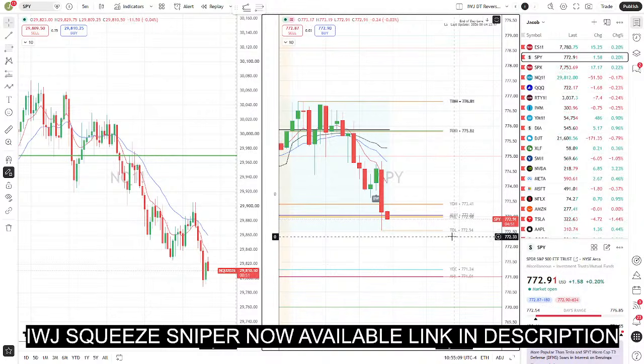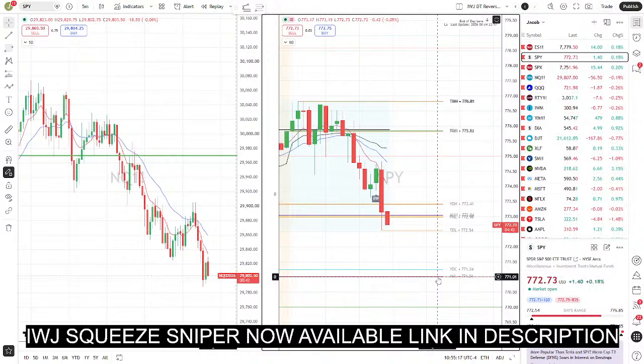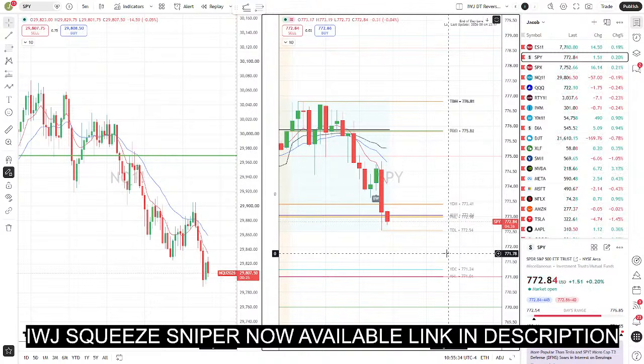Some ways more than others, but if we can get that acceleration to the downside into this 771 zone, that would be a gap close on the ES. I might take off half of my last third there and then see if we get a runner. So a sixth, if you will.